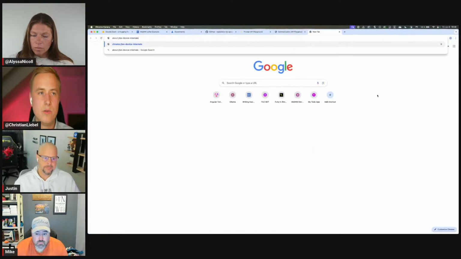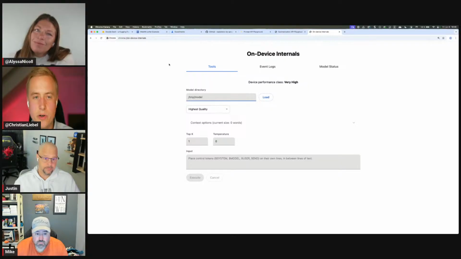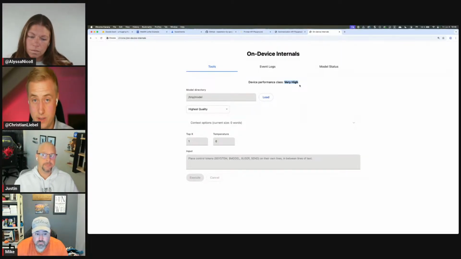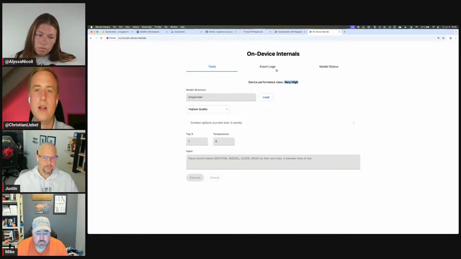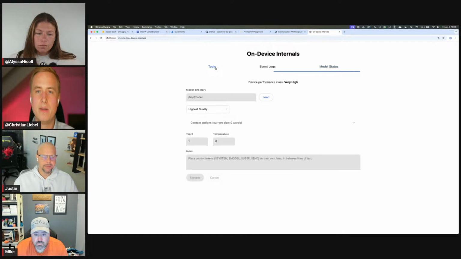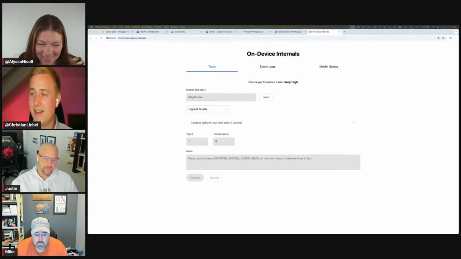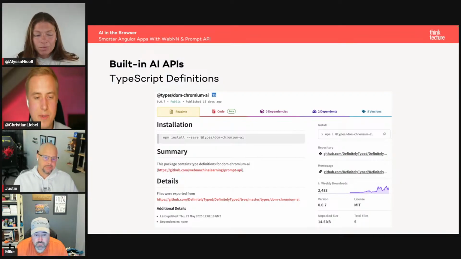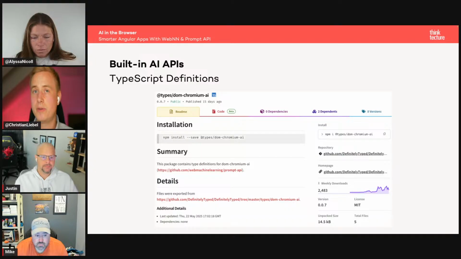Also, there is a cool debug site called about on device internals. Here you can see that my device performance class is very high, because you may be on a mobile device, right? So this also gives you a classification if it's possible to run that on your device. It gives you some logs, shows you if the model is downloaded, which model it is, and so on. That's all here on that debug site. And there's again a nice NPM package, which I built together with Thomas, whom you've heard before. We've built TypeScript definitions, so you can easily use this from your application, from your Angular application, of course, as well.